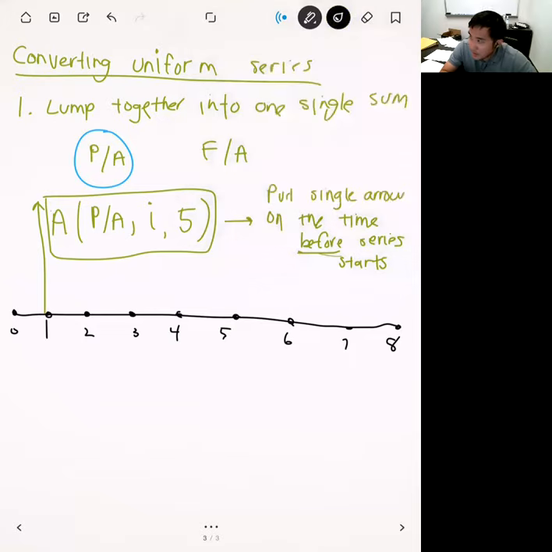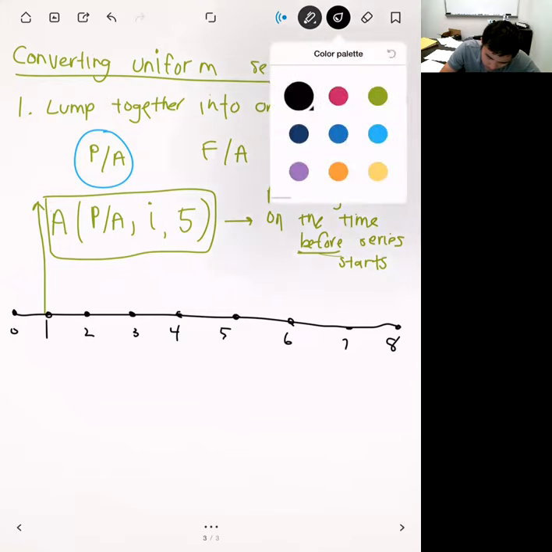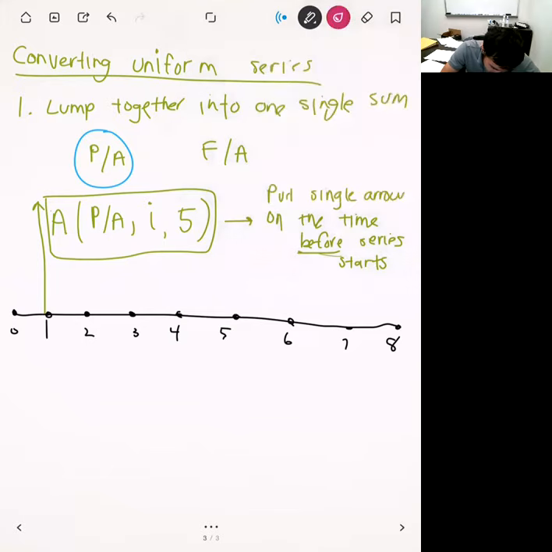But we're not done yet, because we've only converted this uniform series to one lump sum. What we want to do is convert this back to year 0, because that's the present sum. And so we need to perform one more conversion, and that conversion is to take this lump sum and put it back on year 0. And so let me go ahead and write this entry again.